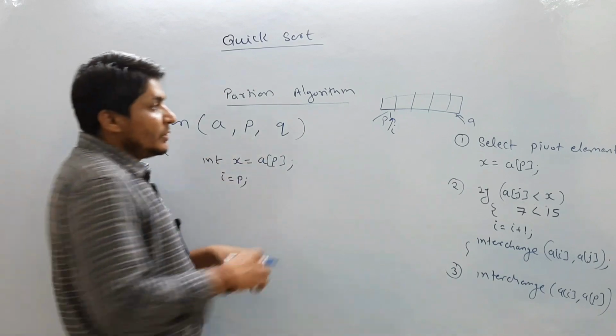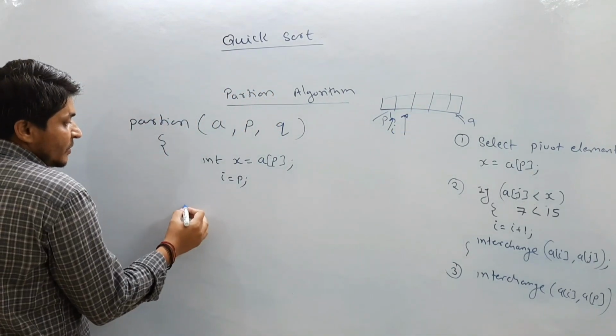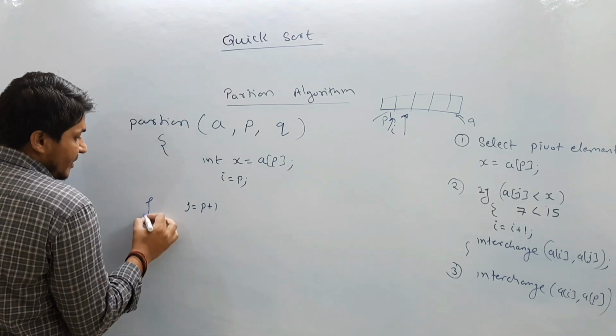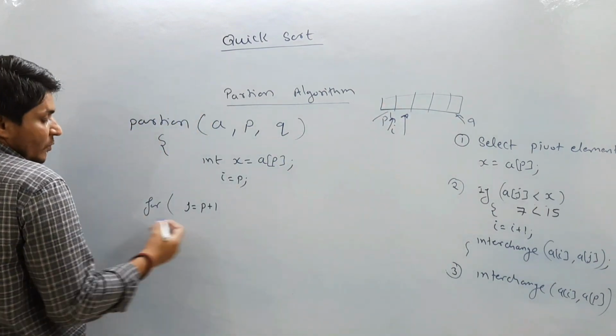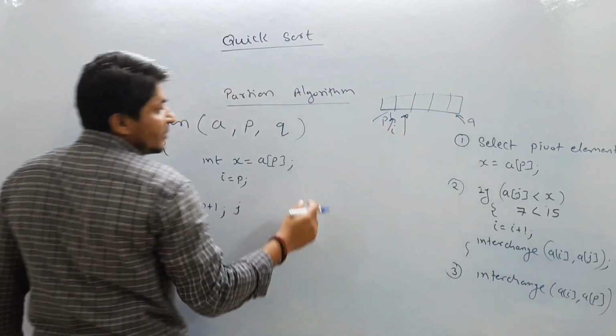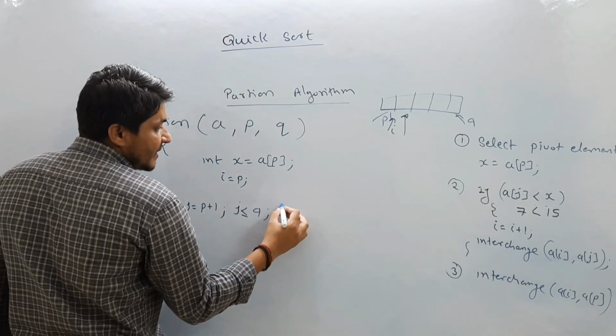So I want to assign j also. So what could be the j value? So j is going to be p plus 1. Because I want to compare with every element, let me put it in a for loop. I need to run this loop up to q, the last. So it is going to be j less than q, then j plus plus.